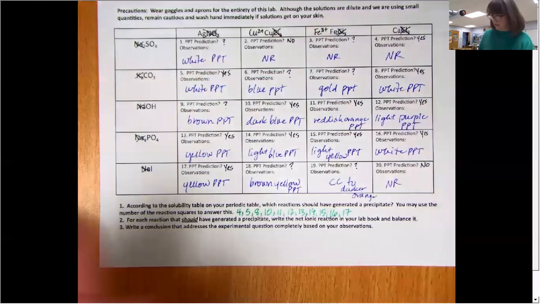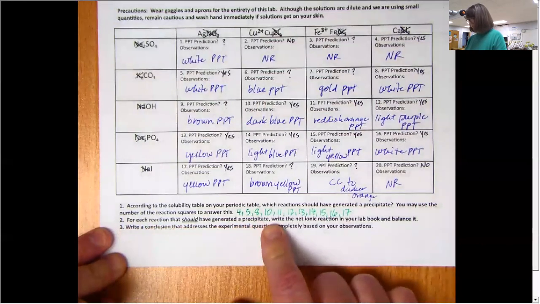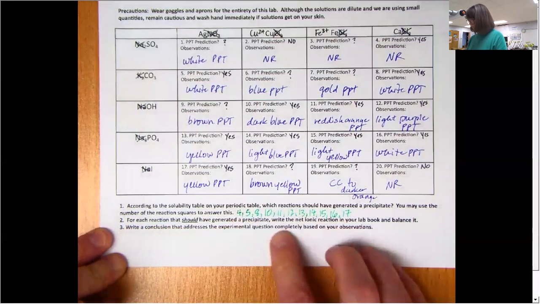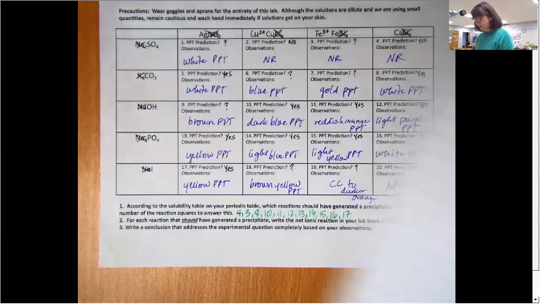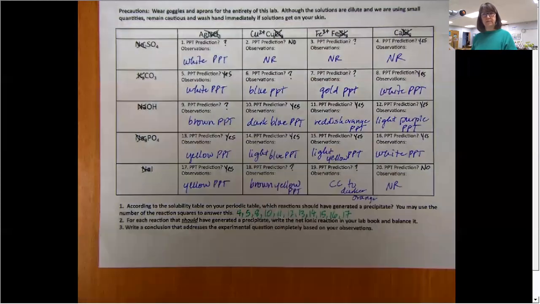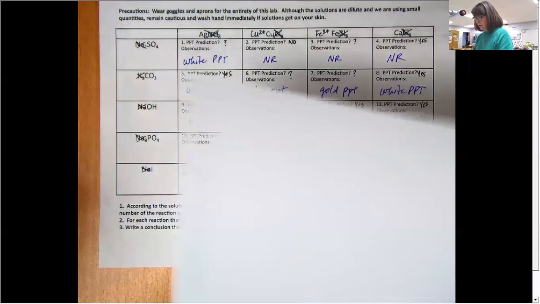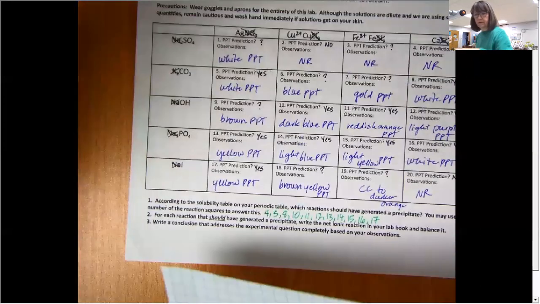So the next question says, for each reaction that should have generated a precipitate, in other words, these 11, write the net ionic reaction in your lab book and balance it. Now, in this situation, it is okay to do this on paper. Because you may or may not have your lab book or your sheet at home. I would recommend not using the whole page so that you could possibly tape it in or glue it in.